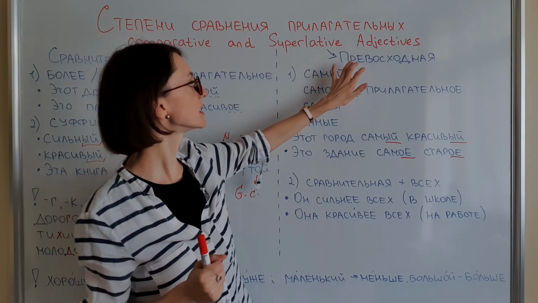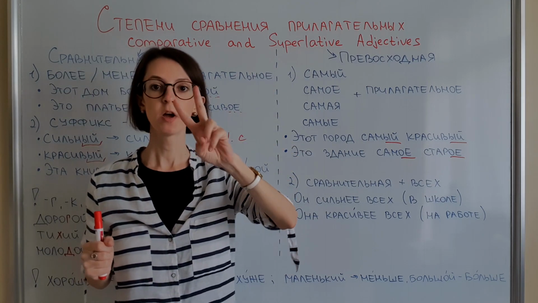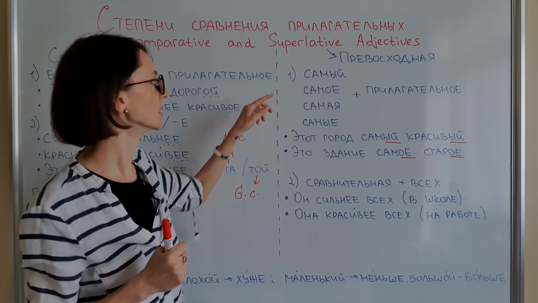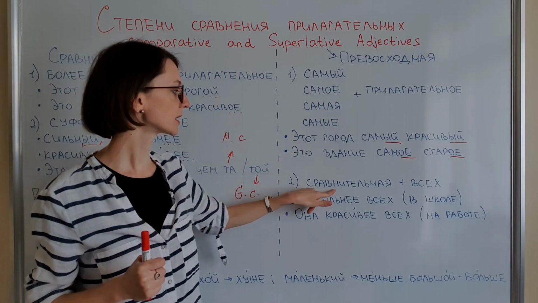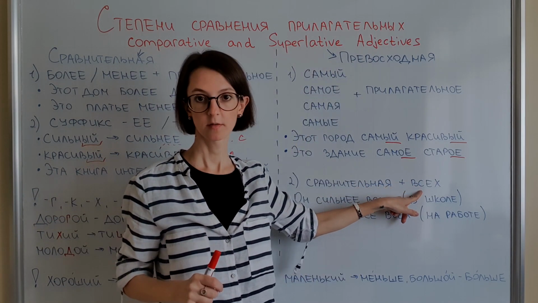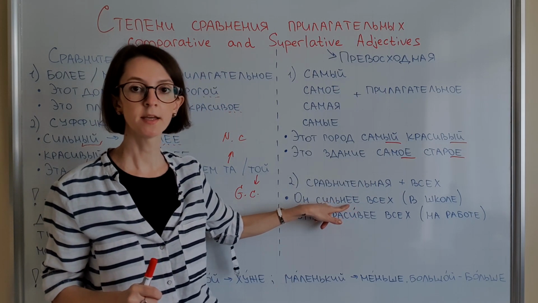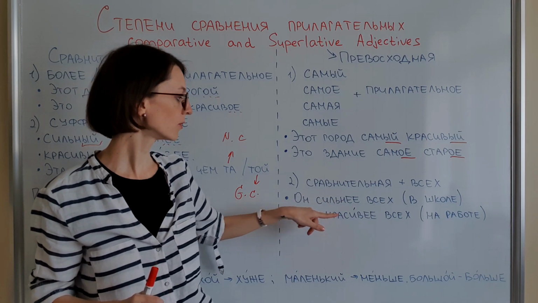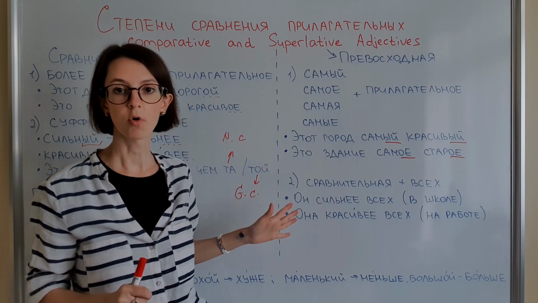Okay, so this is превосходная степень, the superlative form of adjectives. Two ways to form it: with самый, самое, самая, самые plus adjective, or you can use the comparative form from here plus всех. And yes, you can see that as there is a suffix -ее here, I don't really care about the gender. I use the same form for masculine or feminine or neuter or plural.